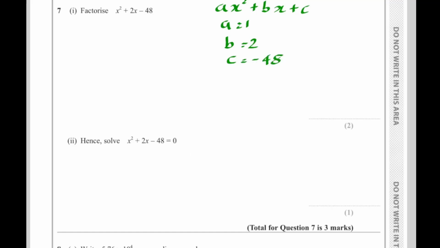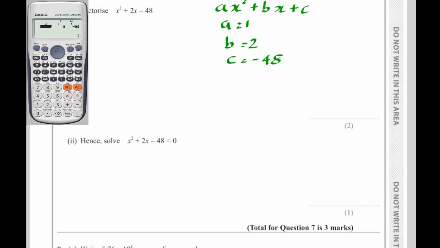Right, now take out your calculator and go to the format mode 5 3. After that, plug in these values. So 1 equals, 2 equals, minus 48 equals. Again equals. So the calculator is giving two answers. X1 equals 6 and the other one is x2 equals minus 8. So write down those two answers here. X equals 6, x equals minus 8. Don't write x1, x2. Just write x equals 6, x equals minus 8.